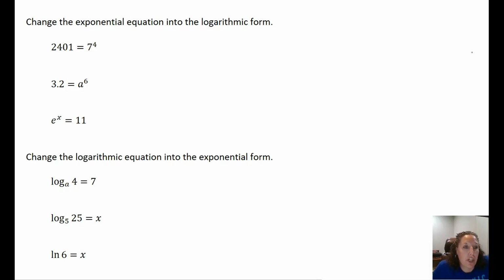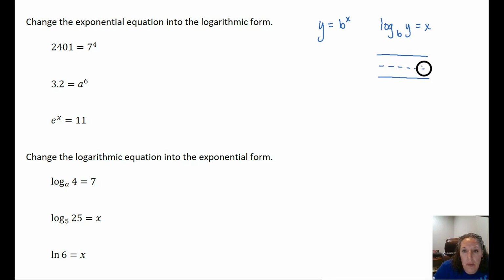Hello, in this video we're going to take a look at exchanging between exponential and logarithmic form of an equation. So an exponential equation, y equals b to the x, means the exact same thing as log base b of y equals x. Now on this, make sure that you are making that b as a subscript.